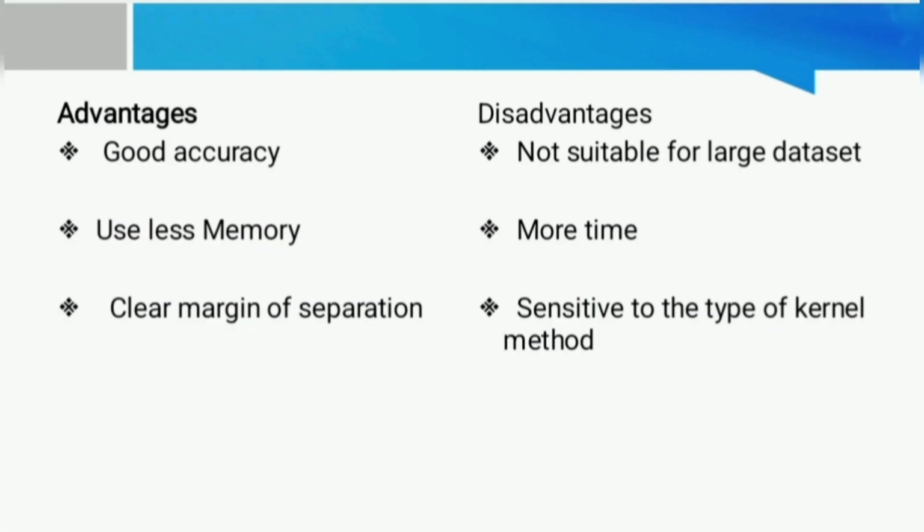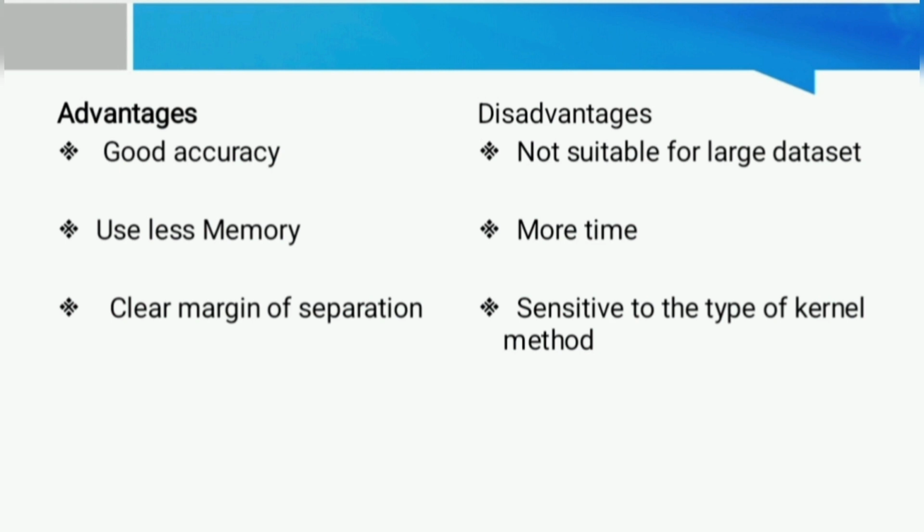Advantages of SVM: good accuracy and faster prediction compared to the naive Bayes algorithm. It uses less memory because it uses a subset of training points in the decision function. SVM works well with a clear margin of separation and with high dimensional space.